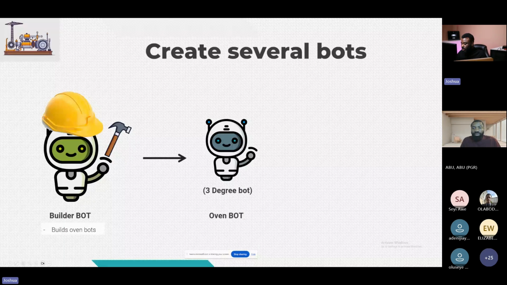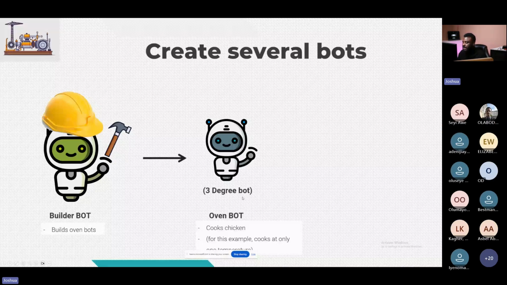And this oven bot, all it does is it just cooks chicken at the degree it's been taught to cook at. So 3 degrees, it just goes and cooks it at 3 degrees. Remember, none of our variables change. The time remains the same. The oven remains the same. The only thing we're changing for this example is the degrees we're cooking the chicken at.